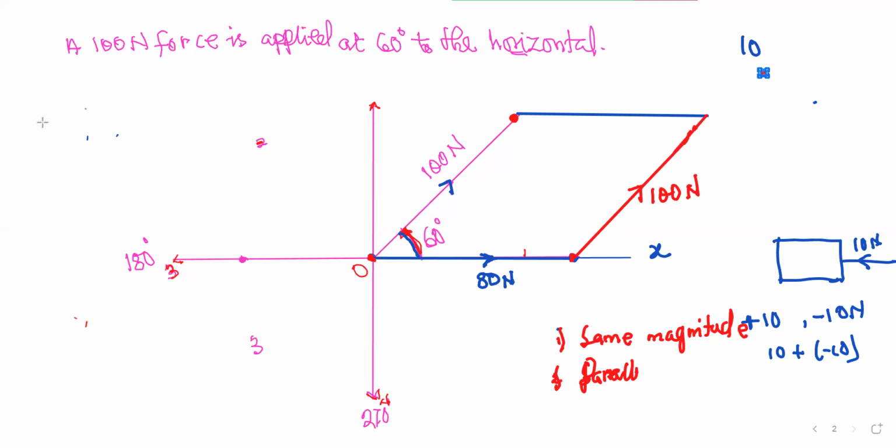Good. Look at the direction of this: it is due east. So this must also be due east. Once they have the same features, I can also call this 80 Newton. They are twins. Now look at the direction.